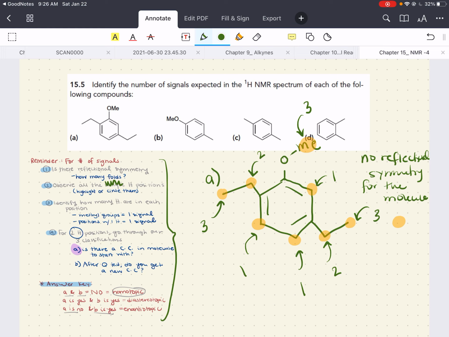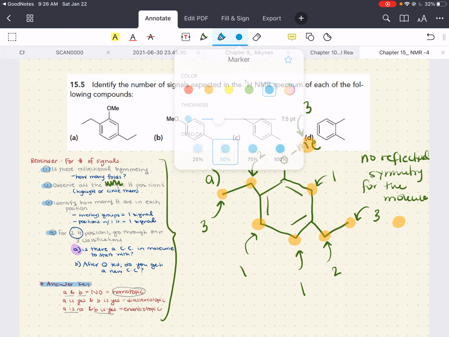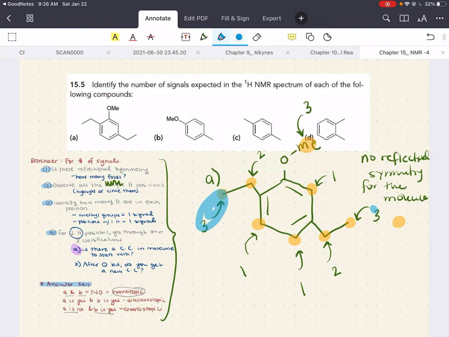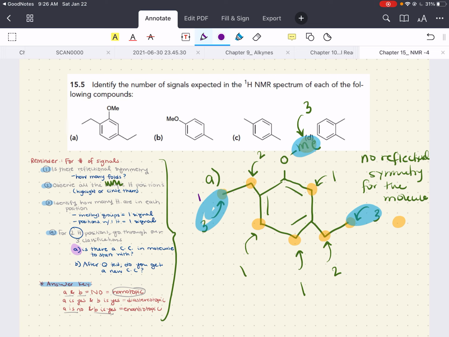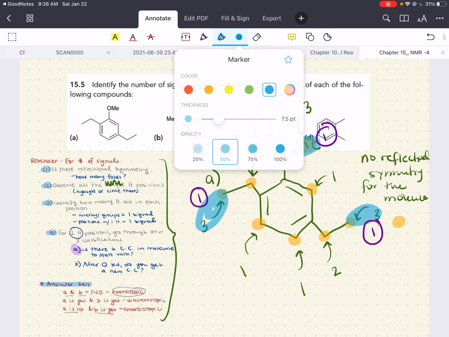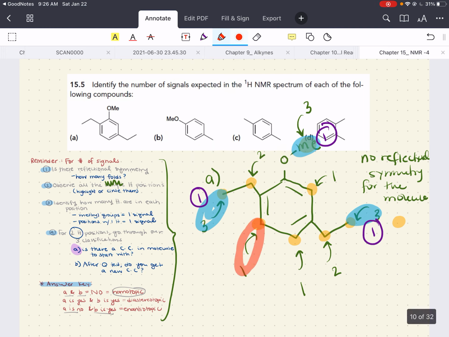All right, so for all the methyl groups, we're going to start highlighting this in blue. There are 3 methyl groups. Remember what we said about methyl groups: all 3 of those hydrogens are chemically equivalent. What that means is we're only going to get 1 signal for each of these methyls. 1 signal, 1 signal, 1 signal. Now for all the positions with just 1 hydrogen, nothing to do there. It's just 1 hydrogen, so that's going to be just 1 unique signal. Those positions with simply 1 hydrogen are also going to give 1 signal.